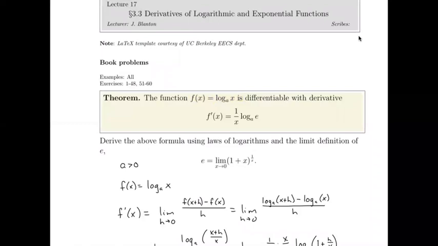Nonetheless, this function is differentiable, and it has this as its derivative: 1 over x times log base a of e. Now keep in mind, this is just a constant. Log base a of e is not really anything particularly interesting. Whatever a is, it could be log base 2 of e or log base pi of e. Or if it was log base e, natural log of e, it would just be 1. And we'll see that momentarily.